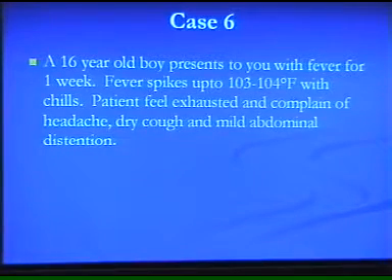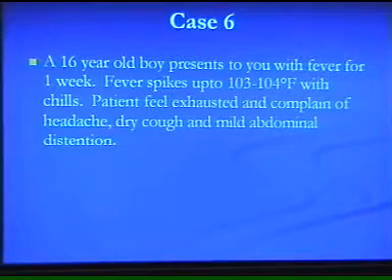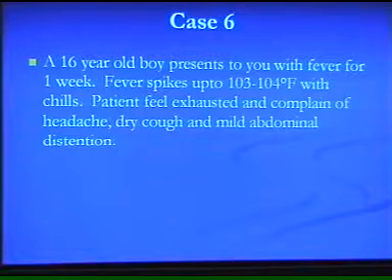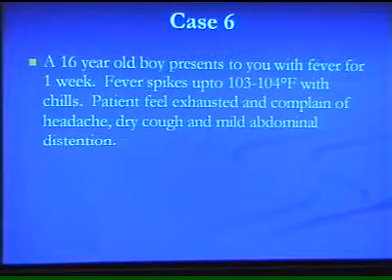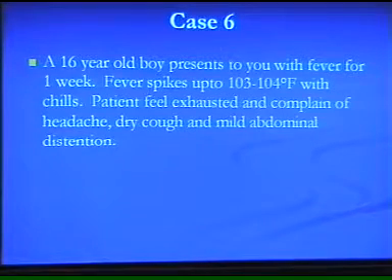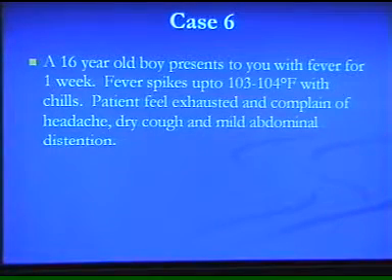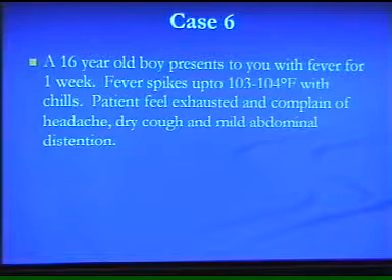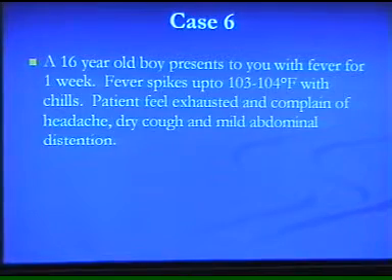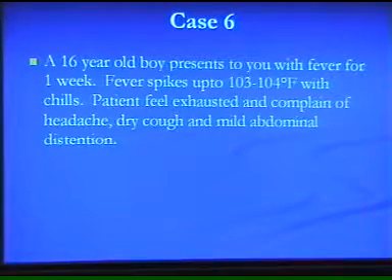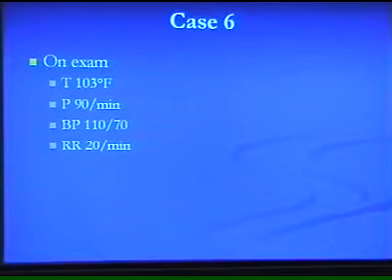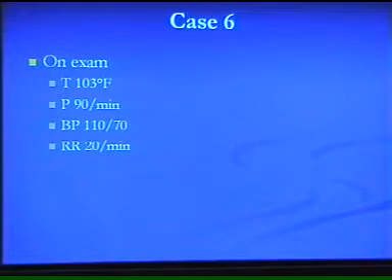Okay, last case. A 16-year-old boy presents to you with fever for 1 week. Fever spikes to 103, 104 degrees Fahrenheit with chills. He feels exhausted and complains of headache, dry cough, and mild abdominal distension. You look at him and he looks a little toxic. What do you think he's having? Enteric. That's the only disease left, I guess. Okay, on exam, his temperature is 103 degrees Fahrenheit, pulse is 90 per minute, blood pressure 110 by 70, respiration is 20 per minute.